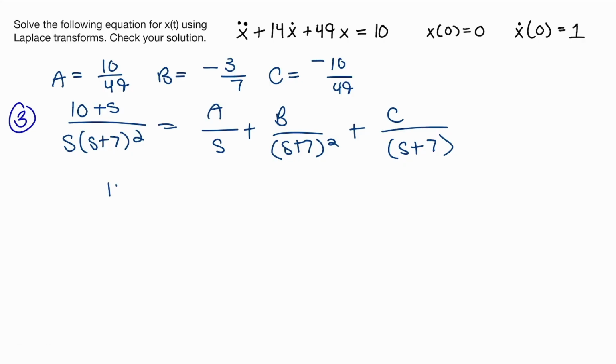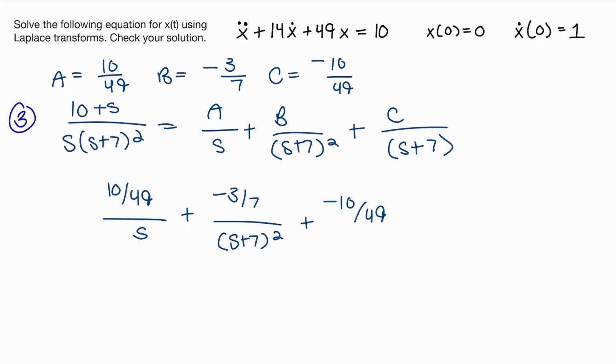So we have 10 over 49 over s, and I'm just writing it this way because it'll make it easier to look at the Laplace table. So then we have plus negative 3 over 7 times (s plus 7) squared plus negative 10 over 49 times (s plus 7). And so this is X(s).